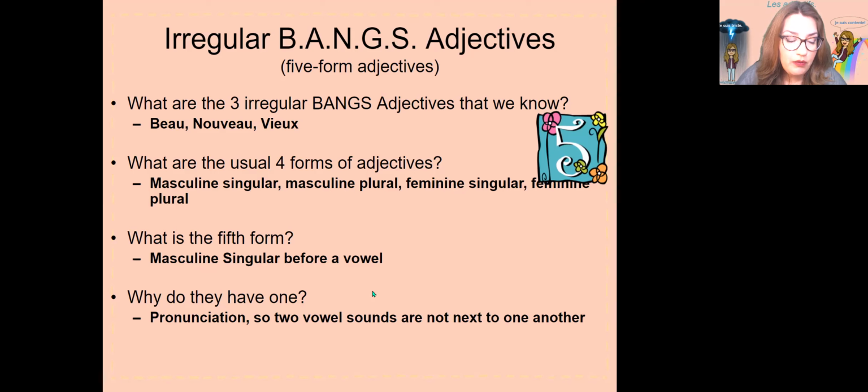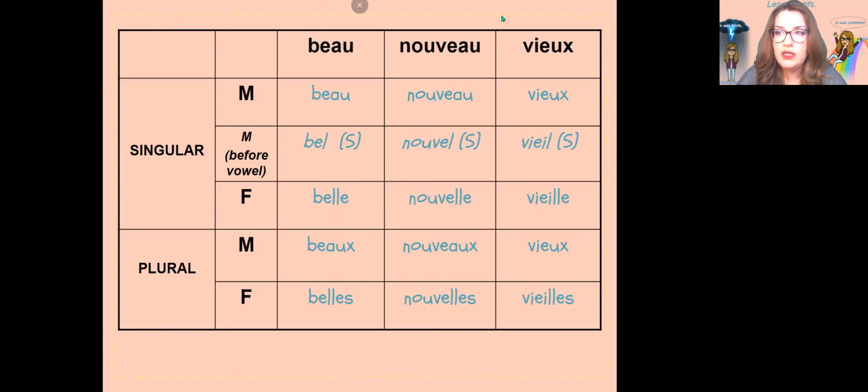Masculine singular before a vowel. Why do they have one? In French, why do we have one? Pronunciation is the reason. So two vowel sounds are not next to one another. So here are the exceptions we spoke about. Singular, plural, beau: singular, plural, and then masculine, masculine before a vowel, feminine.